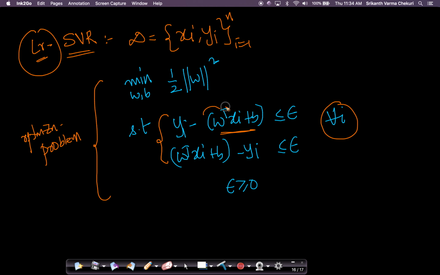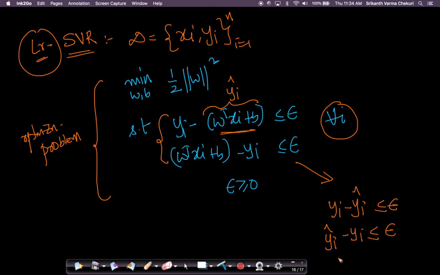If you write this as yi hat, because yi hat is the predicted output for point xi, these three constraints can be written simply as yi minus yi hat less than or equal to epsilon. Similarly, yi hat minus yi is less than or equal to epsilon, and epsilon is greater than or equal to 0. So how can these three constraints always be true? This is a very common confusion that many students have with SVR, with support vector regression constraints.